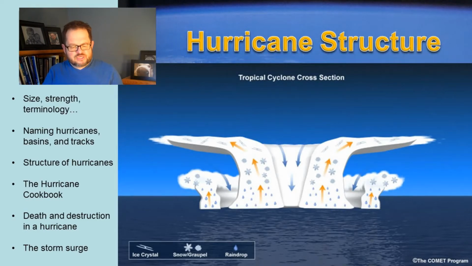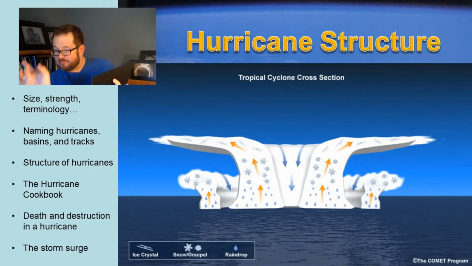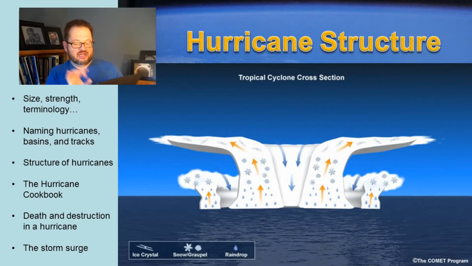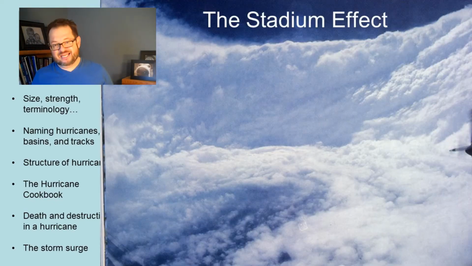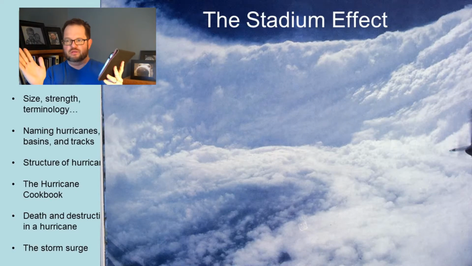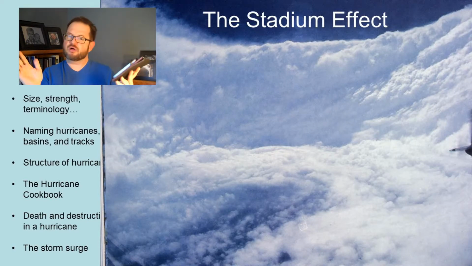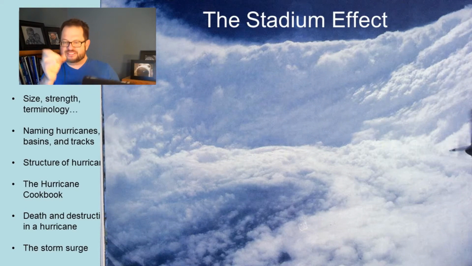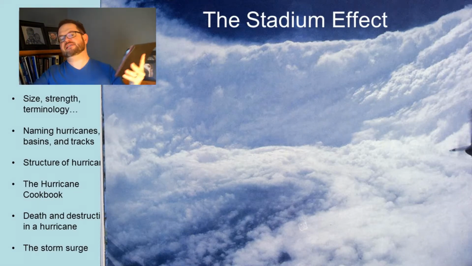I want you to also notice the way they drew this cross-section here. I want you to notice how the eye is wider at the top and narrower at the bottom. Another way to think about it is that the updrafts of those thunderstorms that make the eye wall are tilted. That's a phenomenon with the cool name of the stadium effect. It's called the stadium effect because it makes the eye wall sloped out a little bit like a football stadium, where it's narrower at the bottom where the good seats would be and wider at the top where the cheap seats would be.